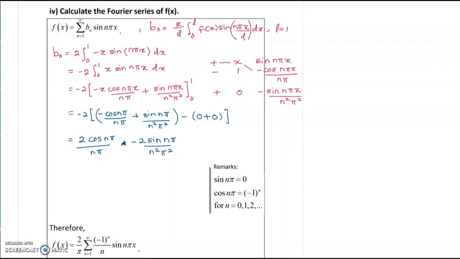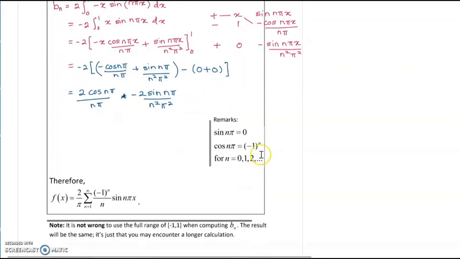Okay, we have remarks here. Sine n pi equals 0, cos n pi equals -1 to the power of n. Okay, here's the justification. Sine n pi is always 0, since n takes positive integer values.